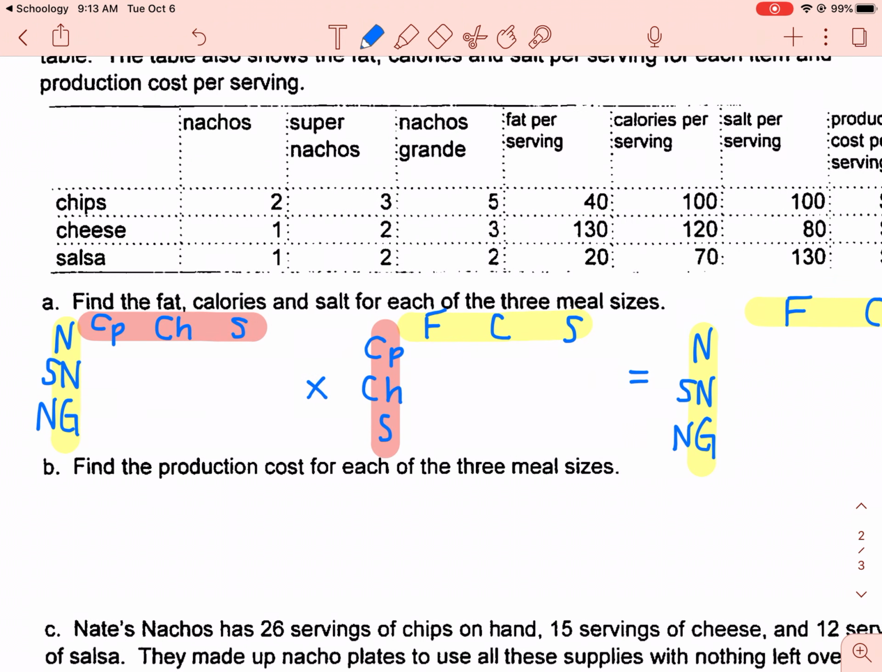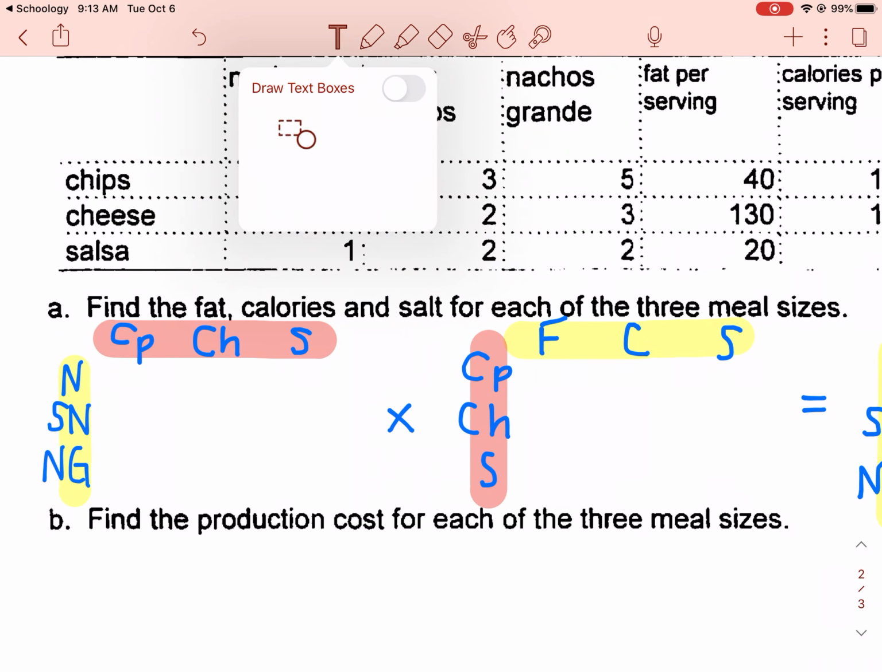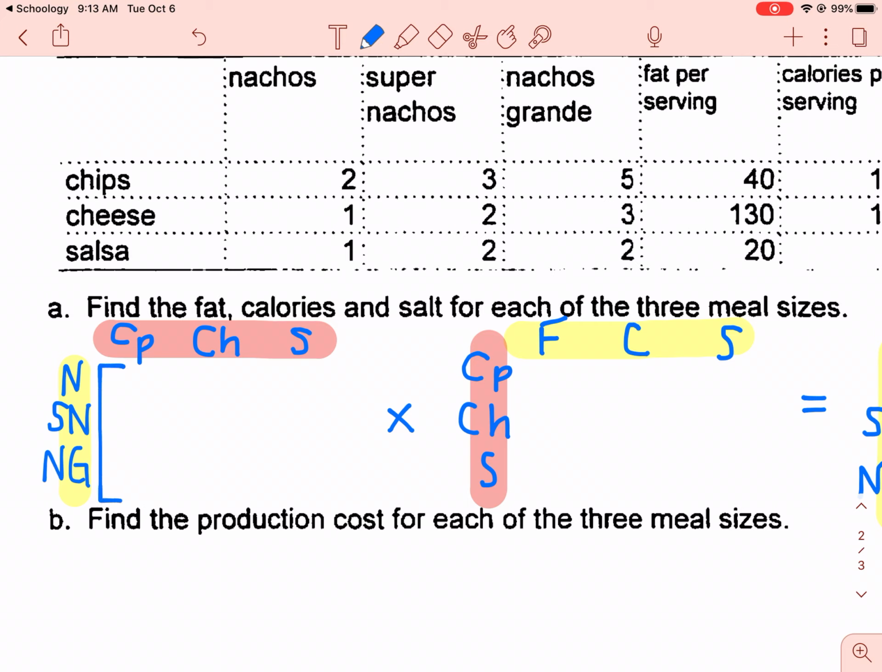Now it's the fun part. Let's actually fill in these matrices. So I'm going to make this a little bit smaller. Let's see, we're comparing... Chips in the nachos is 2. Cheese in the nachos is 1. Salsa in the nachos is 1. Chips in the super nachos is 3. Cheese in the super nacho is 2. Get the idea, you just read the column above, watching out for your labels.